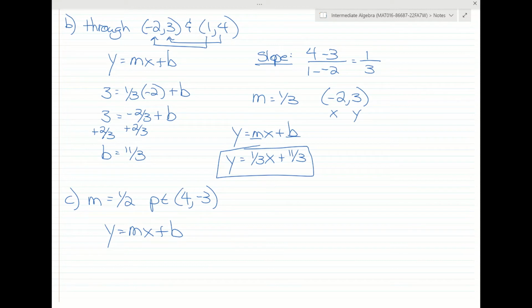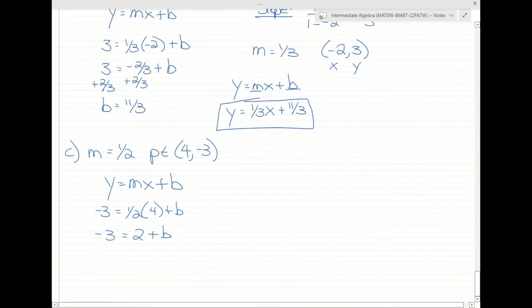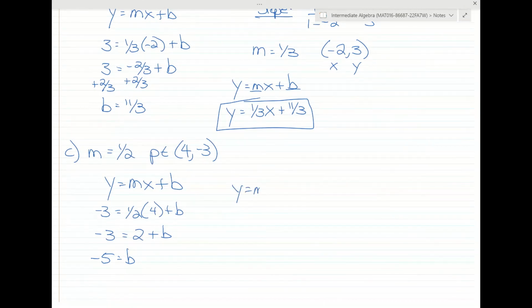Your slope is 1/2, that goes right here. Your point is 4 and -3. So are you getting b is -5? Yeah. Tying it all together, y would be mx plus b. So we plug our slope in, and we plug the b in. That would be the answer.